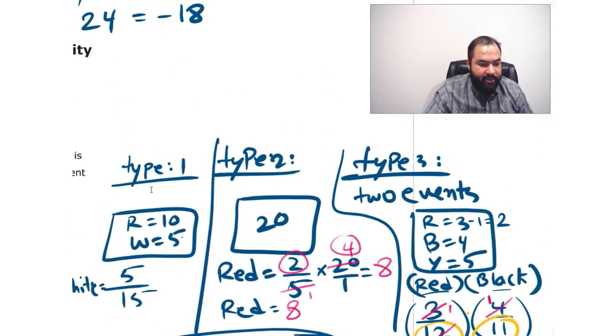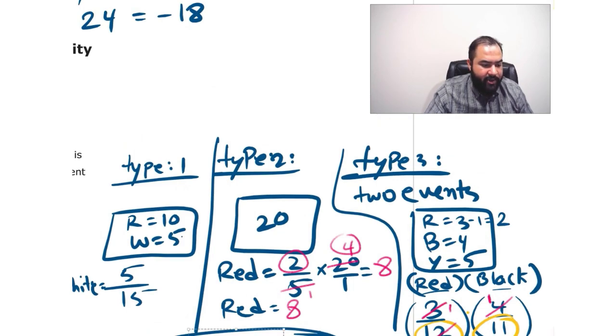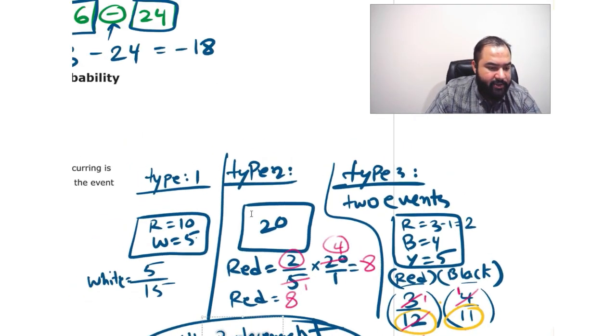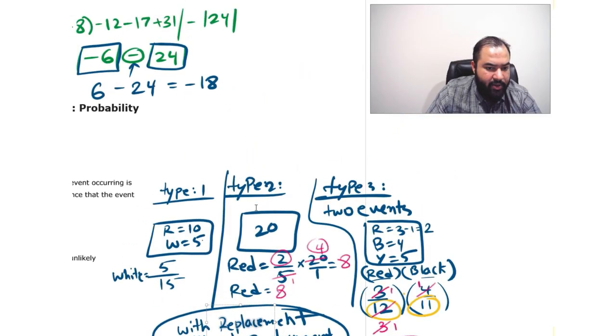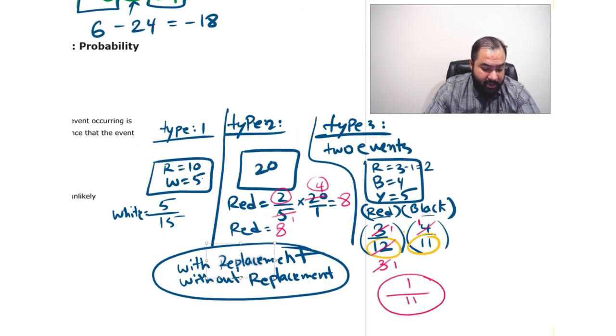Let's take a look at the types again. Type 1 is just simple picking probability. Let's practice them, you'll get better. These are the 3 types. Type 1 is simply finding probability, which you probably understood. Type 2 is the fraction you multiply to see how many red. Type 3 is the two events: what is the probability of picking red and black? And you just multiply.